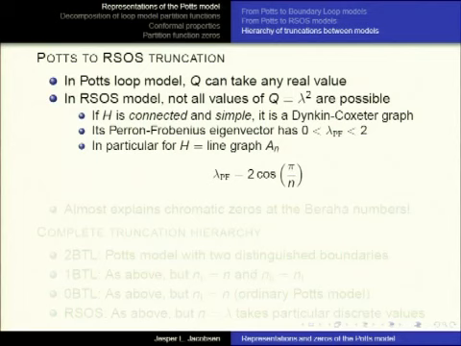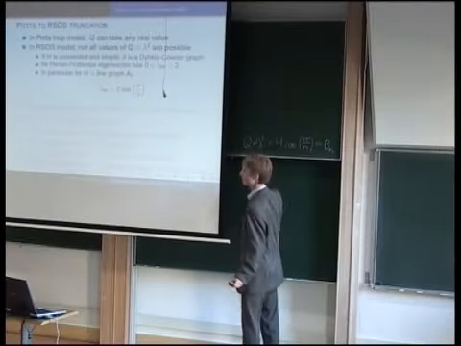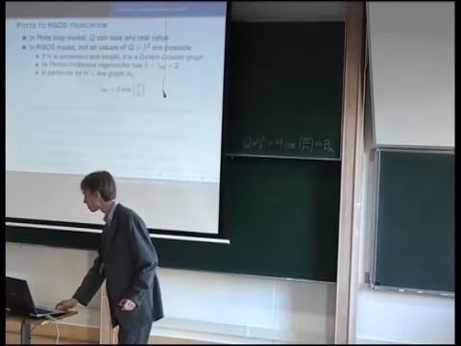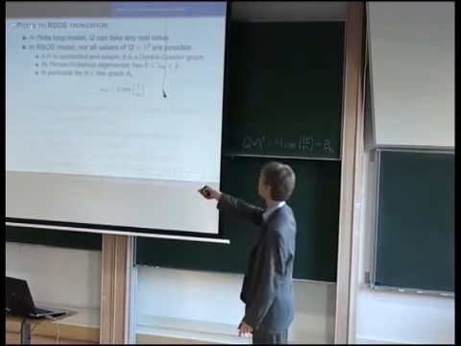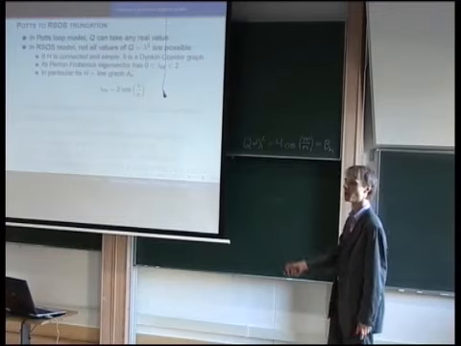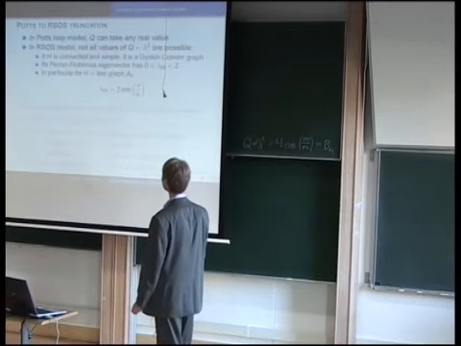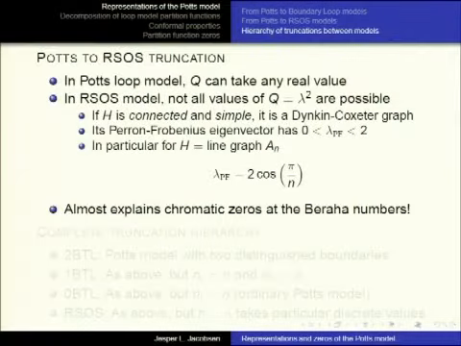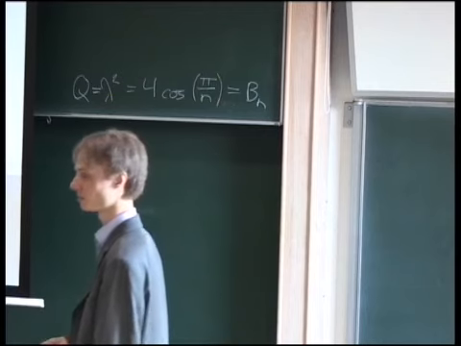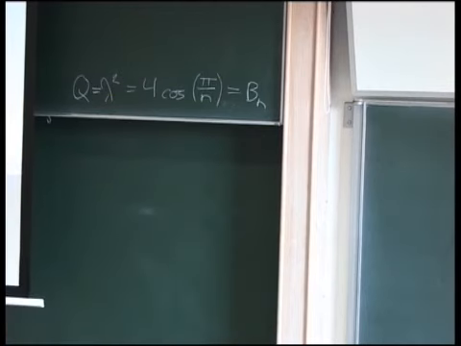And so that already tells me that something is going to be very particular when Q, which was lambda squared, is equal to a Beraha number. What is so special is that the Potts model can be truncated to an RSOS model of the type that I have just described. And that is essentially going to explain why chromatic zeros like to condense at the Beraha numbers. And I'll come back to that later.